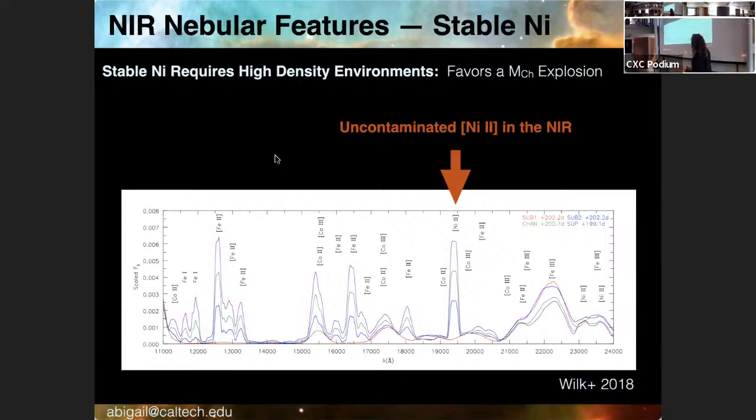These are models. Now there's no stable nickel in the nuclear network of this red thing, so of course it's not going to have a feature. But these models from Wilk 2018 show that, yeah, the higher mass, higher density the core, the stronger this feature is. And we can go look at these in the infrared.